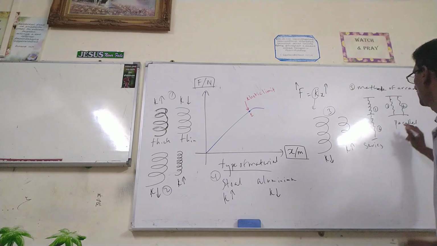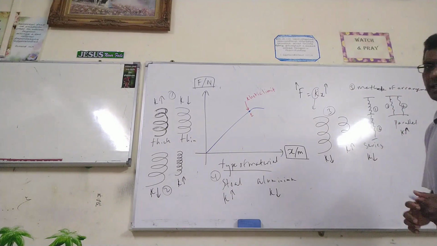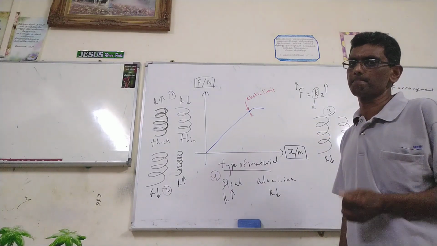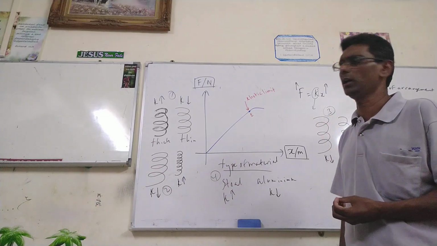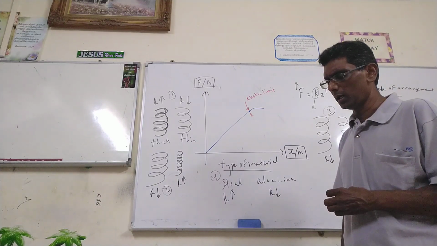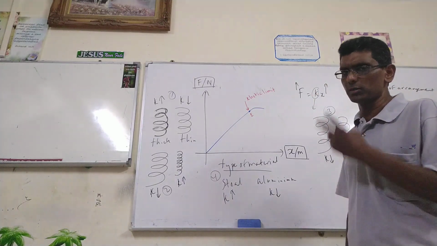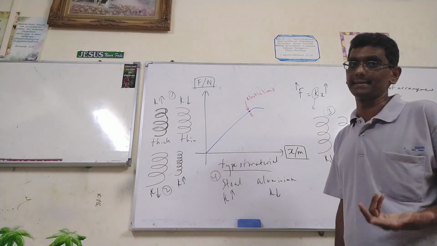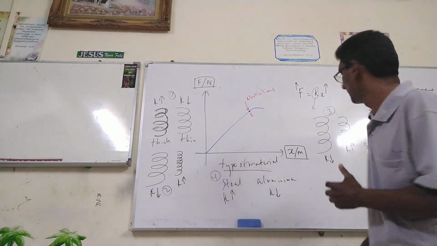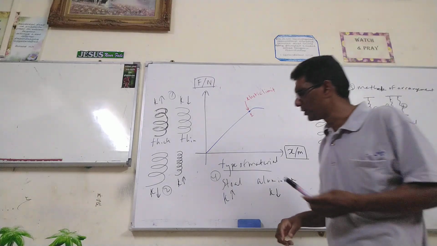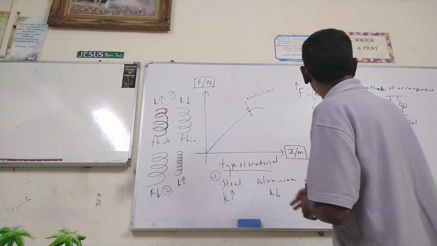A parallel spring is a harder spring, or the K value is higher. This one's K value is higher, this one's K value is low. The parallel spring is a harder spring, with a higher K value, because of the arrangement of parallel springs. The K value is higher, or the stiffness of the spring increases. The force constant, the spring constant increases. Parallel spring, harder spring.